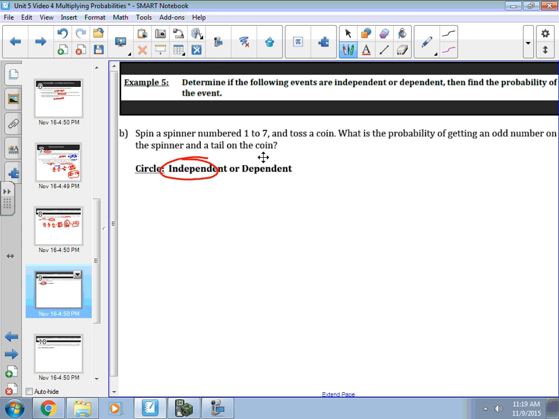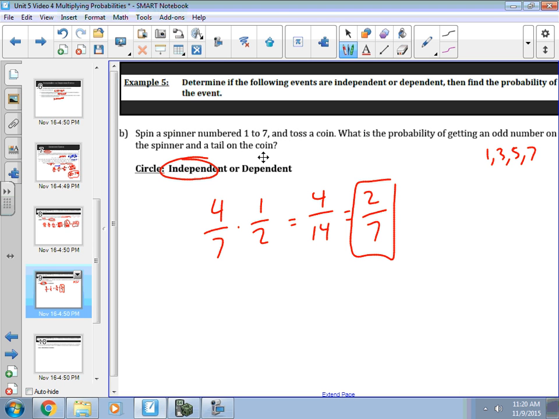So what's our probability of getting an odd? Well, from 1 to 7, it looks like we have 4 odd numbers. So it'd be 4 out of 7 chance of getting an odd on the spinner, 1 out of 2 chance of getting a tail on the coin. So together that would be 4 out of 14 or a 2 out of 7 chance.